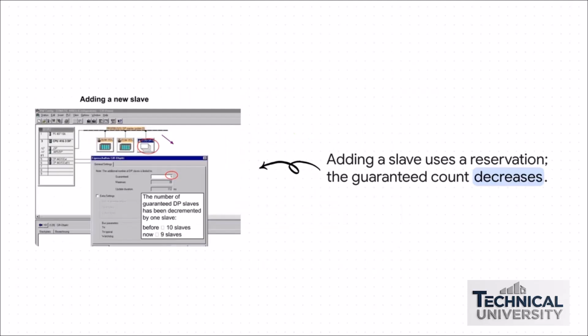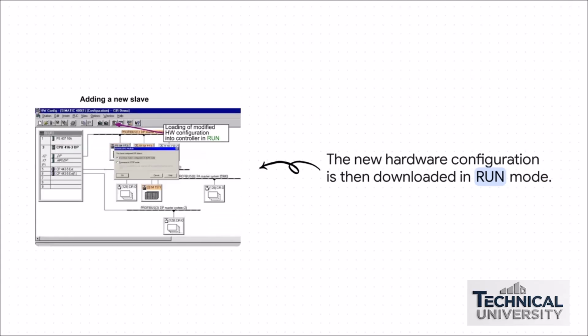And the system is smart about it. Notice that after adding the new slave, the guaranteed count in the SIN object's properties automatically drops from 10 to 9. It's a live counter, always showing you exactly how much expansion capacity you have left. And this is the power of CIR right here. With the new slave configured, you just start a download. The system detects the CIR setup and lets you download the changes in run mode. You'll see the CPU's interface LED light up for a moment, but the program just keeps on running, completely uninterrupted.